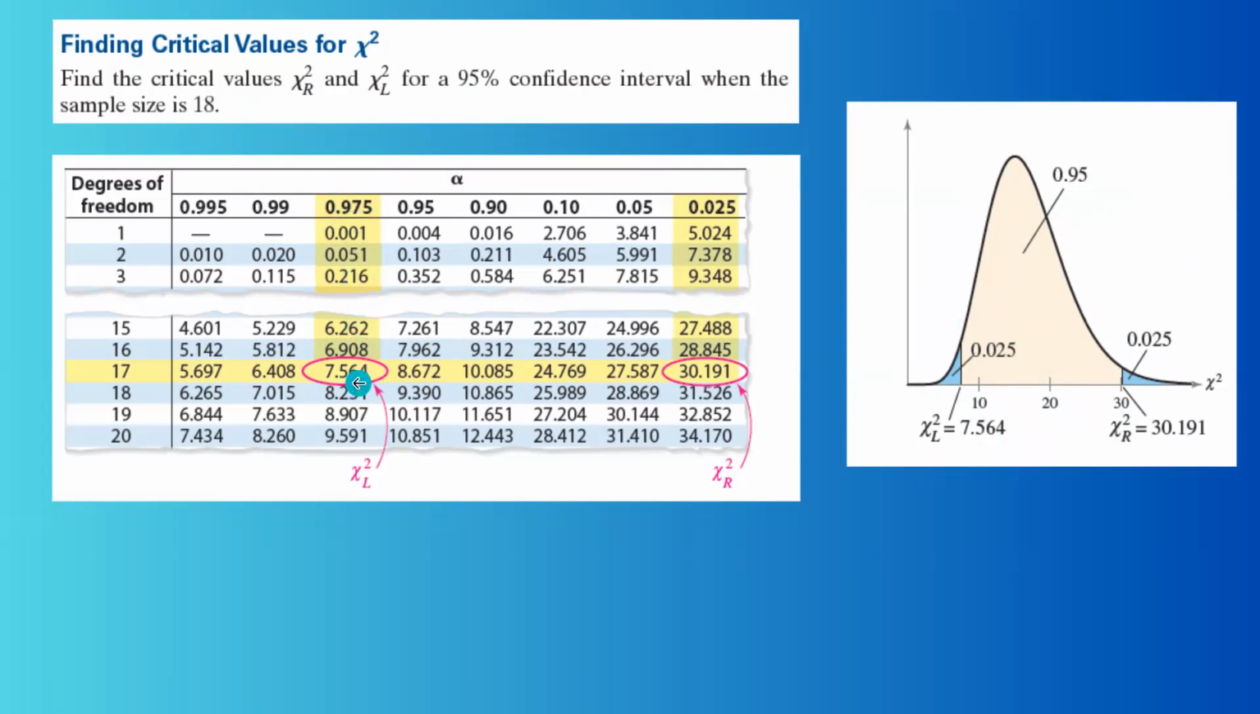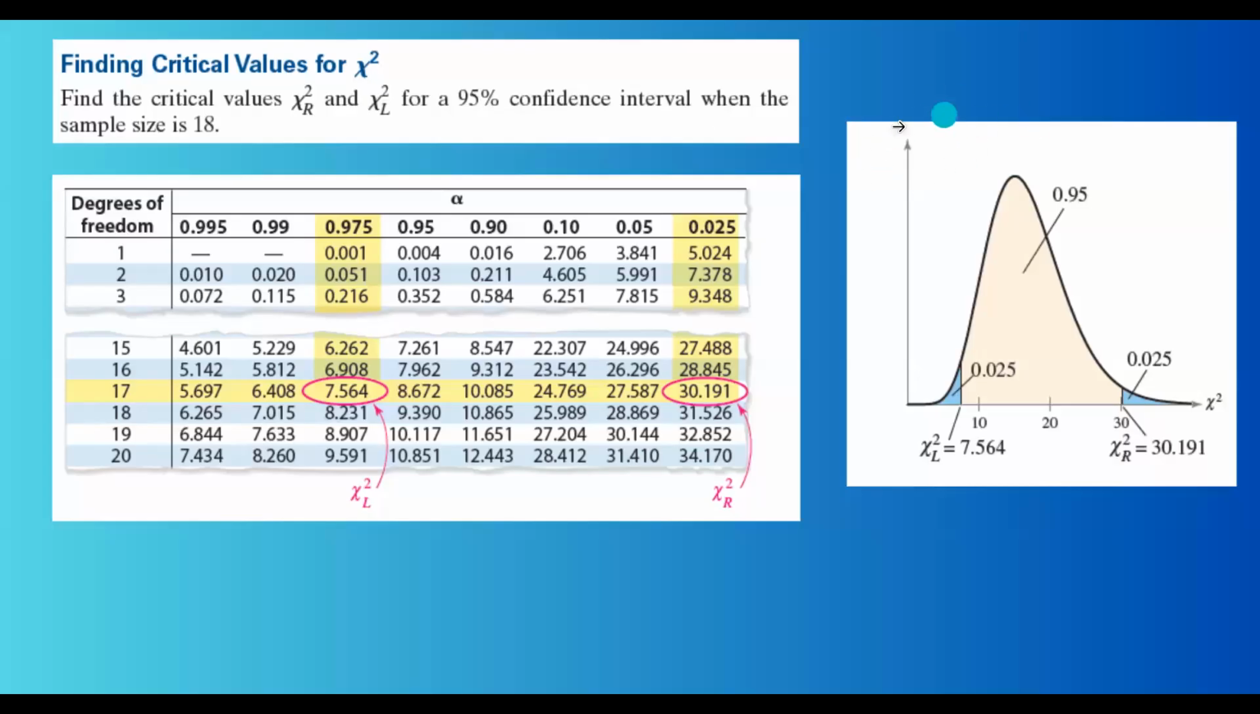Then since the degrees of freedom is 18 minus 1, which is 17, the intersection gives you 7.564. On the right-hand side, the area to the right-hand side is 0.025. This is the area. And then since the degrees of freedom is 17, the critical value is 30.191. Let me show you how to use a calculator to calculate these numbers as well. Let us go to the next page so you can see the steps.